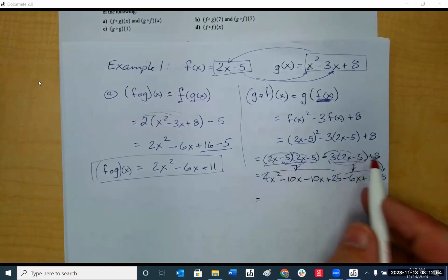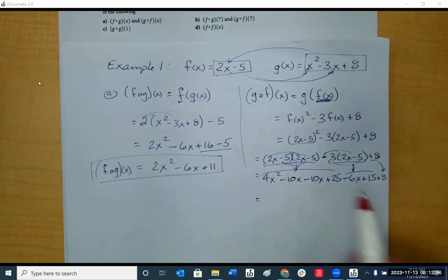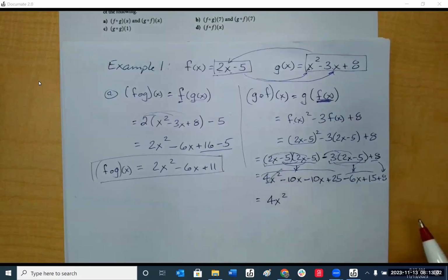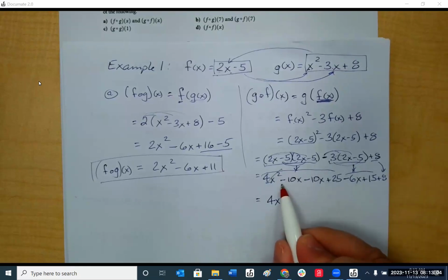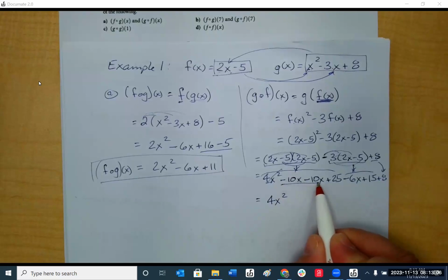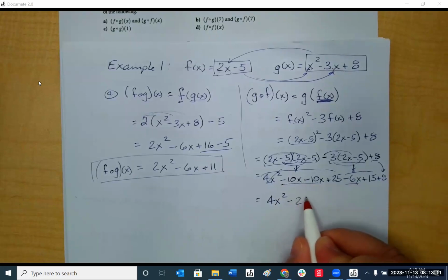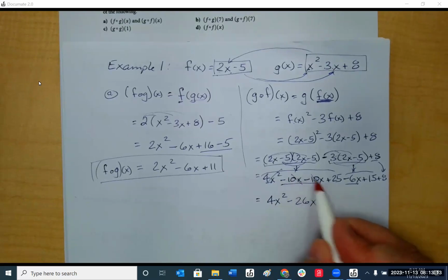Whenever you get rid of parentheses, always combine like terms. So how many x squares do we have? We only have the first one, 4x squared. Now the x's, minus 10x minus 10x is minus 20x. Minus 6x is minus 26x. So that takes care of those.